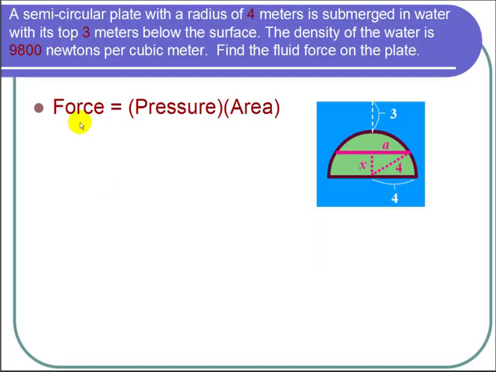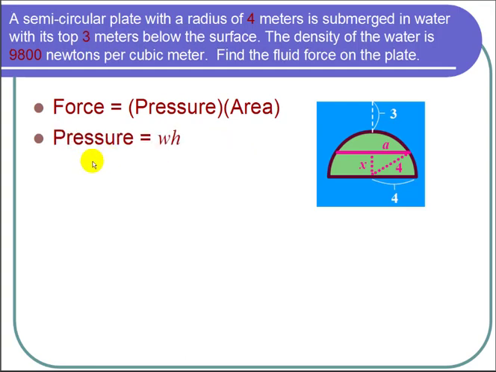So first, notice that the force is the pressure times the area, and the pressure is the weight density times the depth. The weight density is 9,800 newtons per cubic meter, so W is 9,800. The depth: if I draw a cross-section right about here and let x equals 0 correspond to the bottom of the semicircle, then from bottom to top is 7 meters, and from bottom to the cross-section is x meters. So the cross-section to the top will be 7 minus x meters. So I get h equals 7 minus x.